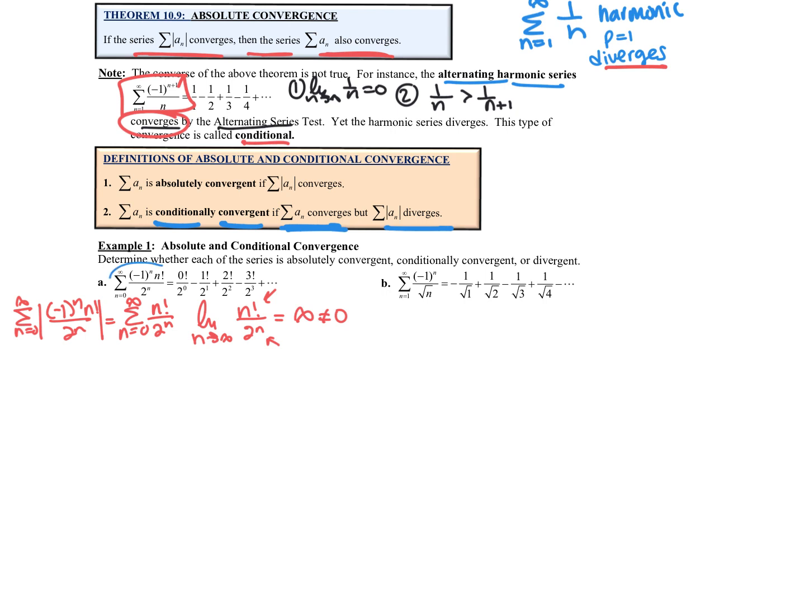So if we are calling this original series here a sub n, we just tested here the absolute value of that. So we took away the alternating part and we were just testing the absolute value. And this guy diverges by the nth term test.